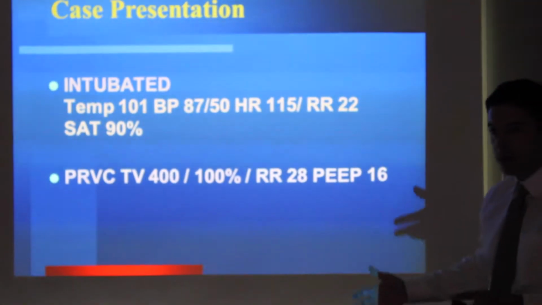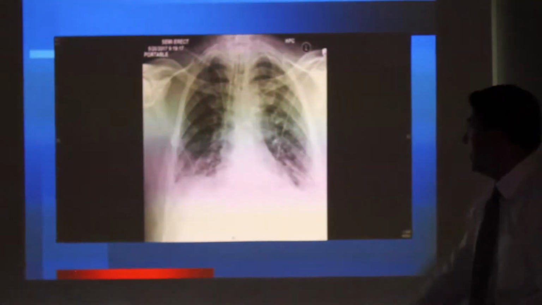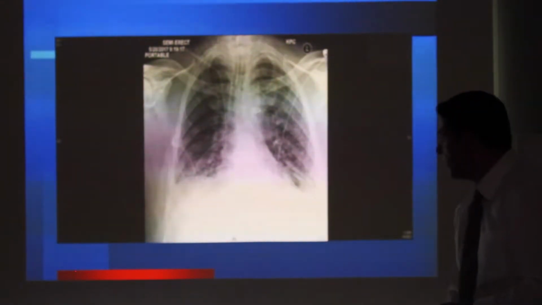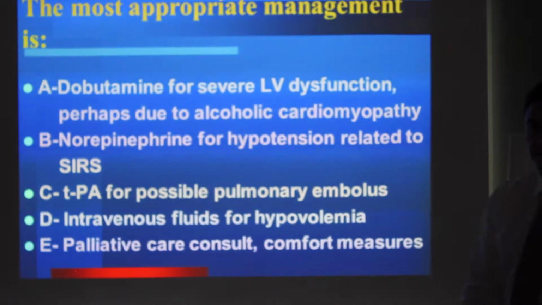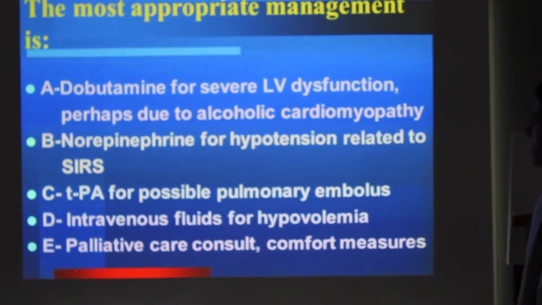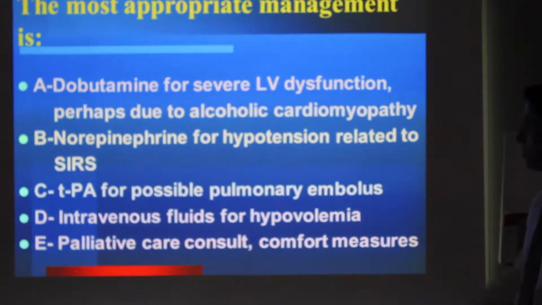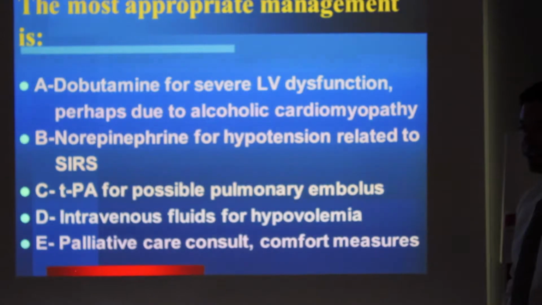So intubated, line in. Question here: what's the most appropriate management? Dobutamine for severe LV dysfunction, perhaps alcoholic cardiomyopathy with sepsis. Start norepinephrine for hypotension related to sepsis. Maybe PE. IV fluids. Palliative care consult, close the case.